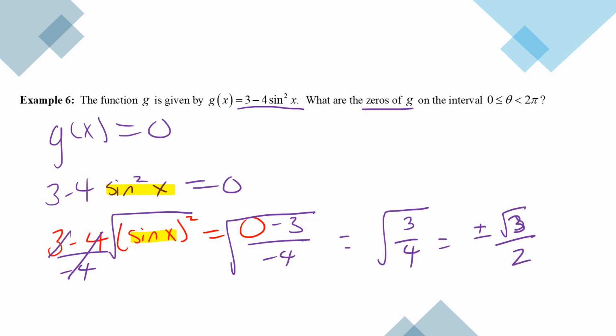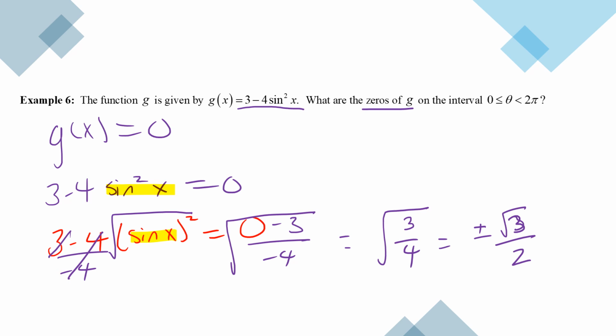Okay, when you take the square root, you're taking the square root of the numerator and the denominator, and you're going to end up with a positive and a negative solution. What is the square root of 3? It's just going to be square root of 3. What is the square root of 4? 2. And I'm going to have a positive and a negative of the solution.